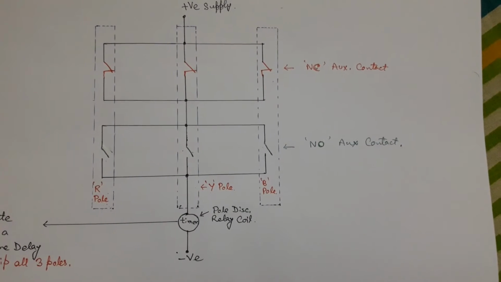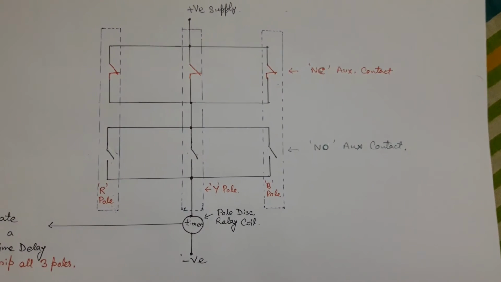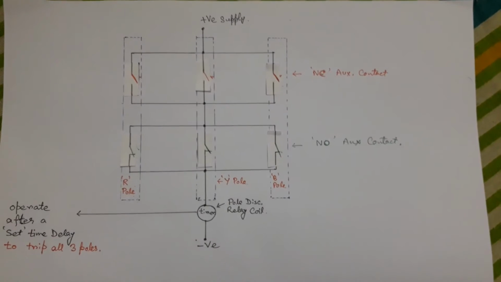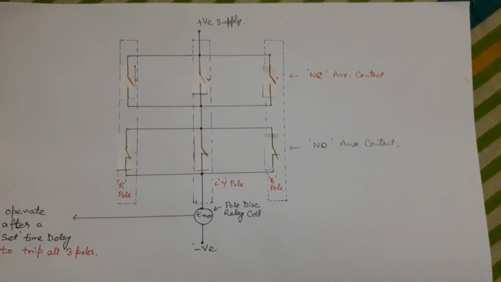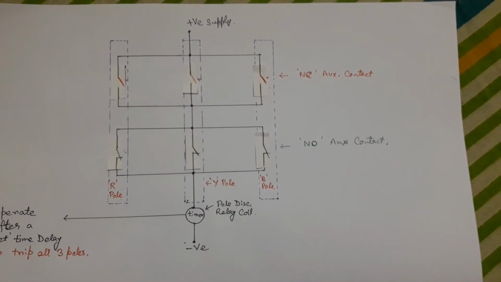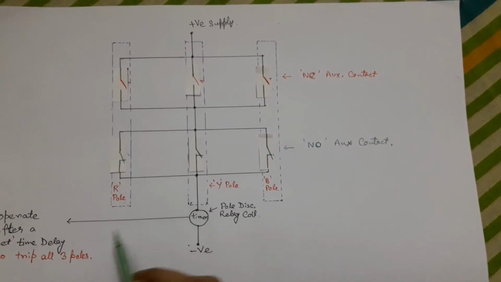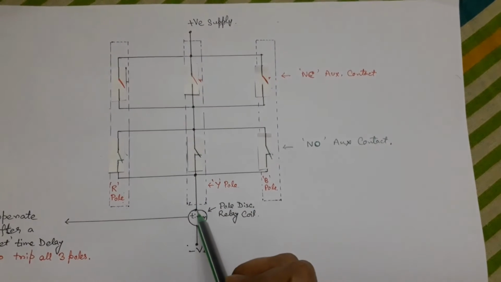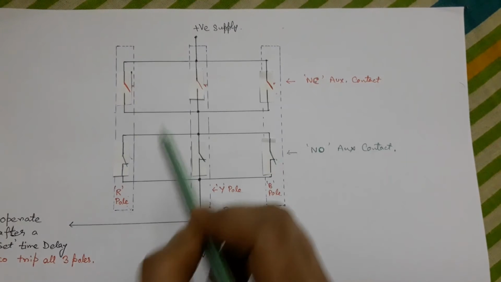Now we will see how the pole discrepancy relay operates in a real condition. In real condition, the circuit breaker is in closed condition. This is the status of the auxiliary contacts when all three poles of the circuit breaker are on. Notice that during this condition, the pole discrepancy relay is in drop-off condition because negative is firmly connected but positive voltage cannot come to this timer relay because these three contacts are open.